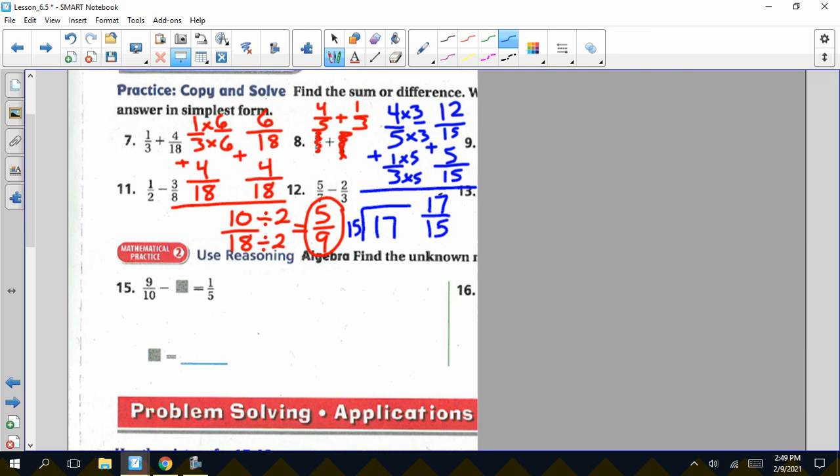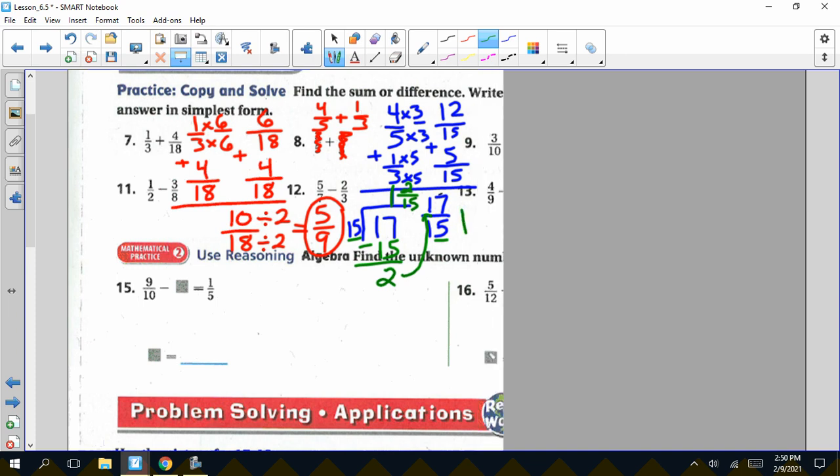And 15 goes into 17 once. Let me go ahead and change colors so it shows up a little bit better. We got 1. And when I subtract, I get 2. That 2 goes on top. So this is 2. And what started on the bottom, or what we divided by, stays here. So our final answer should be 1 and 2/15. And that is also equivalent to 17/15. Those two are equal to each other.